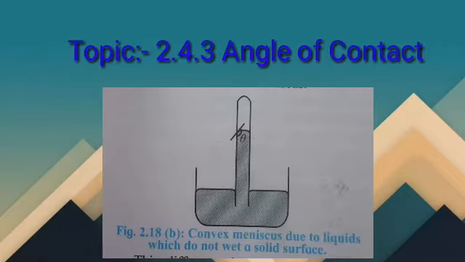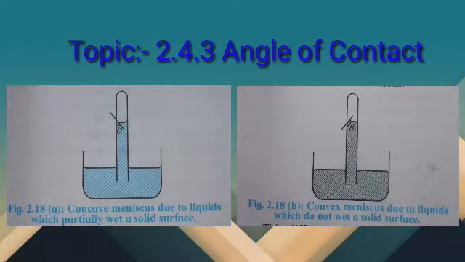When the angle of contact is obtuse, it forms a convex meniscus. For example, the mercury-glass interface forms a convex meniscus. This difference between the shape of the meniscus is due to the net effect of the cohesive force between the liquid molecules and the adhesive force between the liquid and solid molecules.